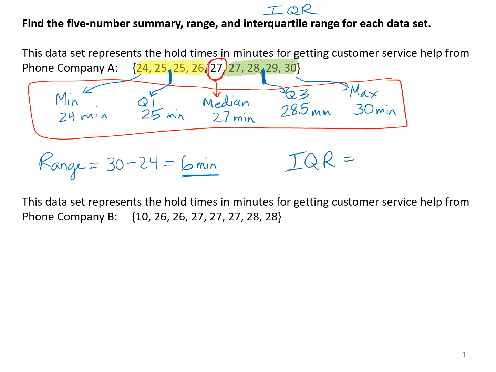The interquartile range, which we often abbreviate IQR, would be the difference between Q3 and Q1. So 28.5 minutes minus 25 minutes, that would be 3.5 minutes. And what the IQR is referring to is the middle 50% of the data. So we're basically looking at the middle part of the data, and what this is saying is that the middle part of the data is within 3.5 minutes. So when you look at the middle 50% of people in terms of how long they were on hold, the difference between their times was 3.5 minutes.